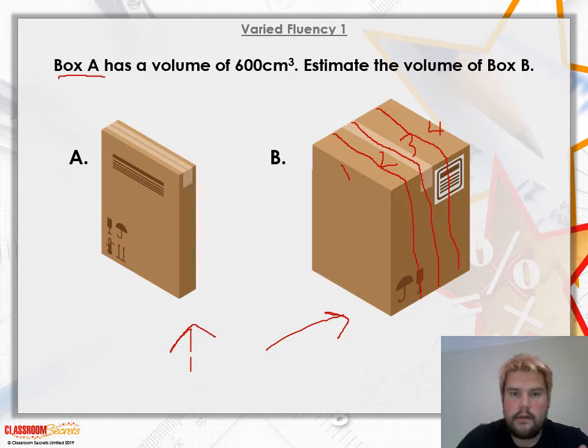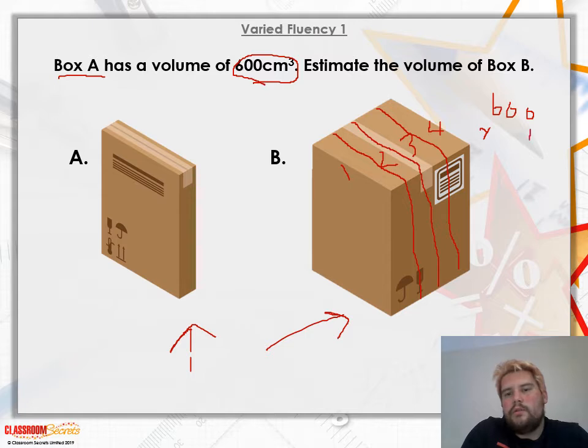This is not the answer. Read the question again. Estimate the volume of box B. Box A has a volume of 600 centimeters cubed. Box B, we're saying that 4 lots are 600. What, 600 times 4? Just make sure your zeros look like zeros and not sixes like mine. Okay, so 600 times 4, that would give us a good estimation for number 1.